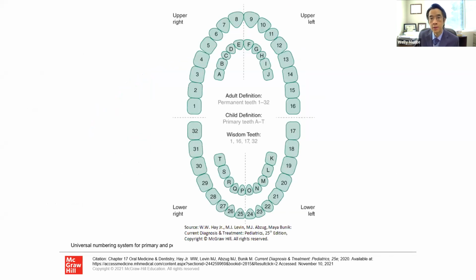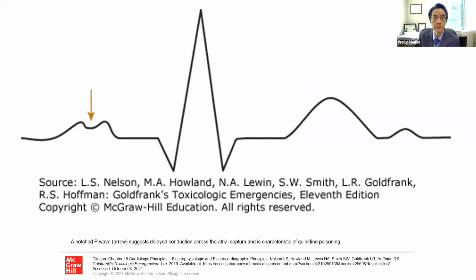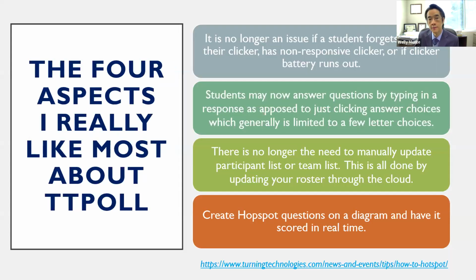And in a dental class, perhaps you can have them select areas of the teeth to identify the student's understanding of the difference between adult teeth versus a child's teeth, and have them select on various teeth. Or maybe in a cardiology class, you can have them identify areas of a notched P wave, suggesting delayed conduction across the atrial septum, characteristic of quinidine poisoning, as denoted by that area. So these are various applications I can think of in education using hotspot technology in combination with other technology.